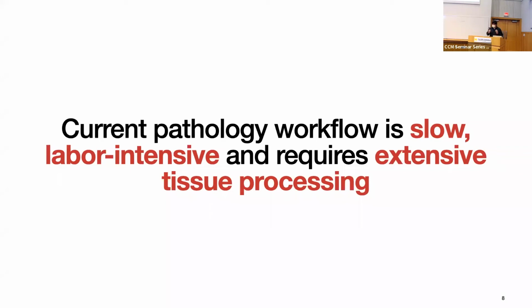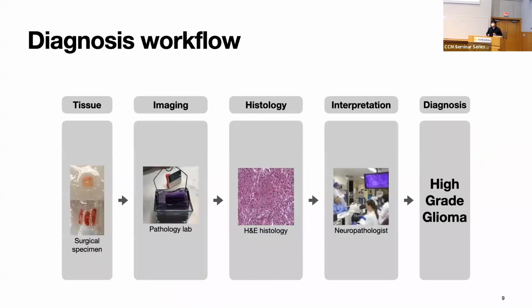But the current workflow is very slow, it's labor intensive, and it requires a lot of tissue processing, and this is not optimal. All right, so this is the process I'm talking about. Usually when we get a surgical specimen, it will get sent to a pathology lab, and the technician will have to process the tissue, right? It will have to section the tissue, freeze the tissue, and then stain the tissue, and then take a picture and send it to a pathologist.